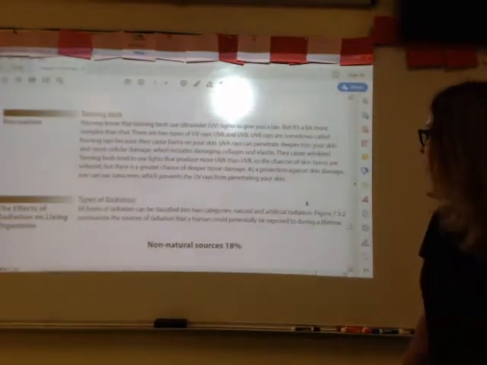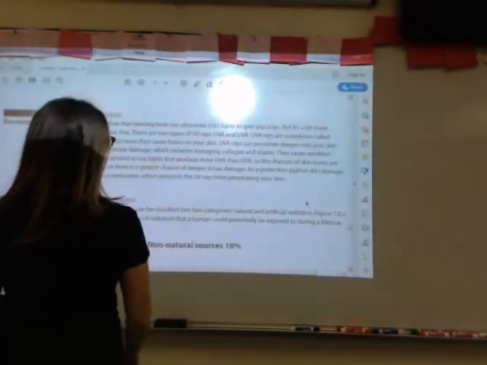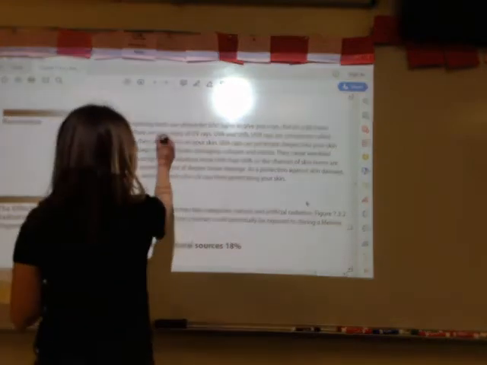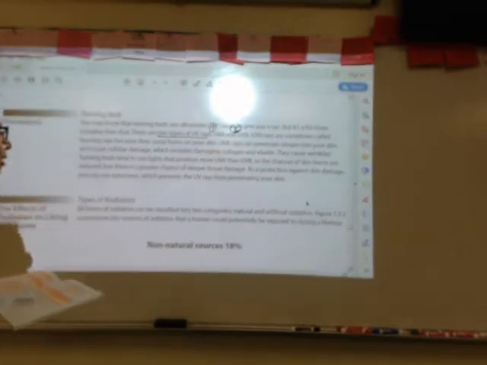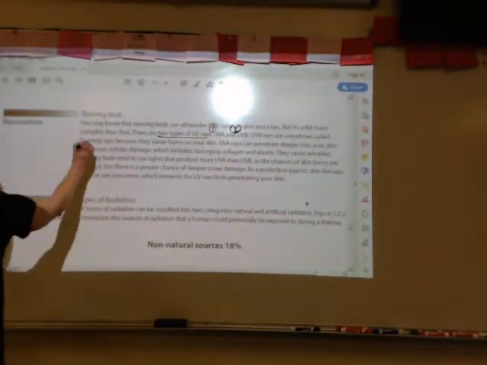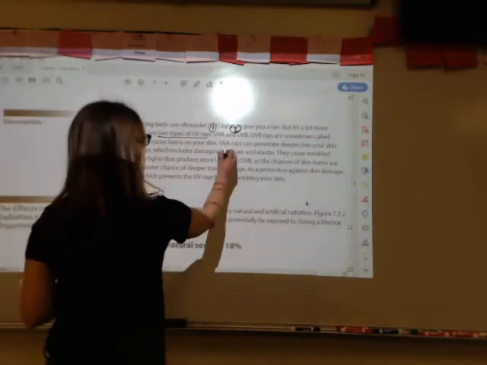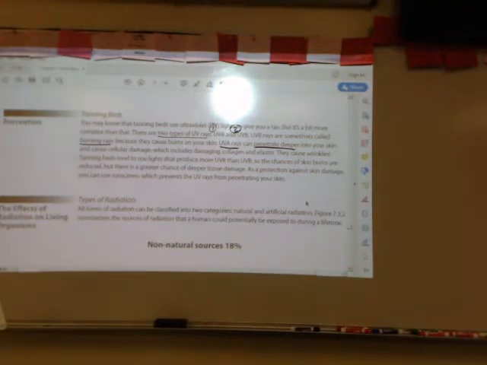Now let's talk about recreation. Tanning beds. Tanning beds use ultraviolet lights to give you a tan, but it's a little more complicated than that. There are two types of UV rays. There's UVA and UVB. UVB rays are sometimes called burning rays because they cause burns on your skin, but UVA rays can actually penetrate deeper and they can cause damage to your cells, and that means they can also damage collagen and elastin. So that means UVA rays can cause wrinkles.